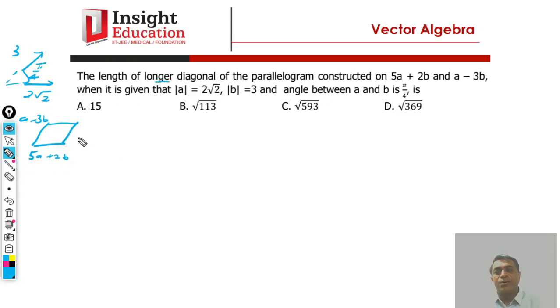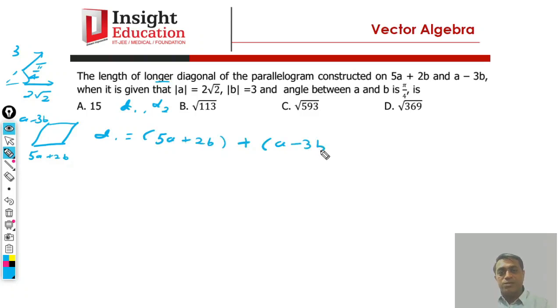In the parallelogram there are two diagonals, one is d1 and the second one is d2. So d1 is equal to a plus b. a is the first vector, b is the second vector, so directly I can write 5a plus 2b plus a minus 3b, so that is the first diagonal. I don't know whether it is the maximum or minimum. So 5 plus 1, that is 6a, plus 2b minus 3b, so minus b. So the first diagonal is 6a minus b.